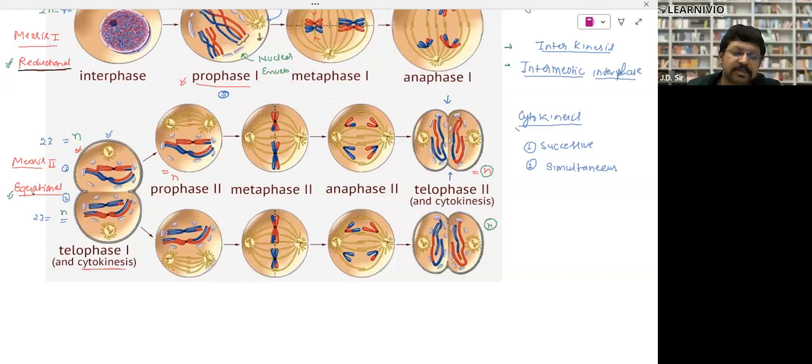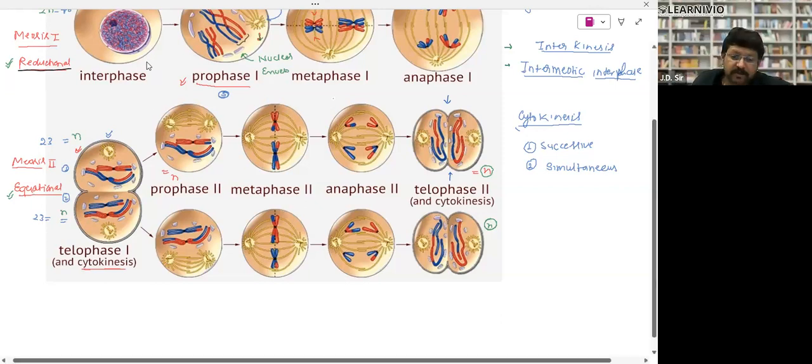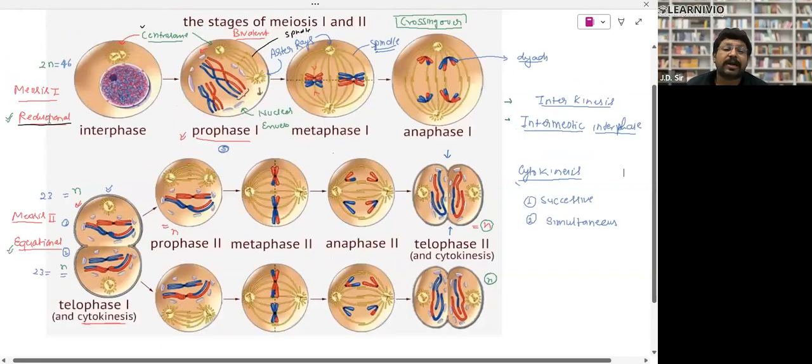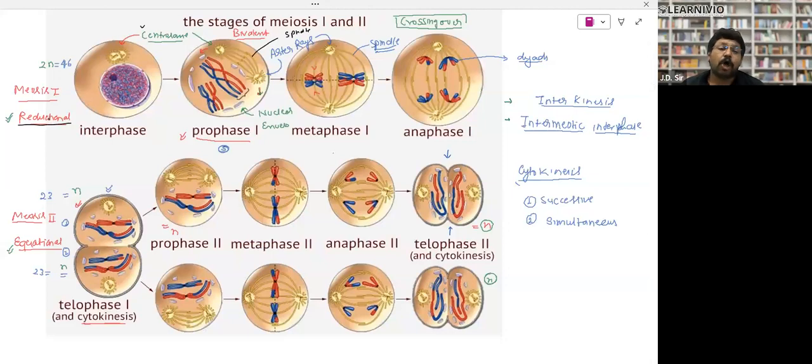Cytokinesis may take place, sometimes cytokinesis does not take place. Now from here onward, the meiosis second starts, right? Meiosis first is called reductional division. Martin, I want your 100% focus over here. This is a very important point. Meiosis first is called reductional division. Why? Because from a diploid mother cell, formation of diploid daughter cell takes place.